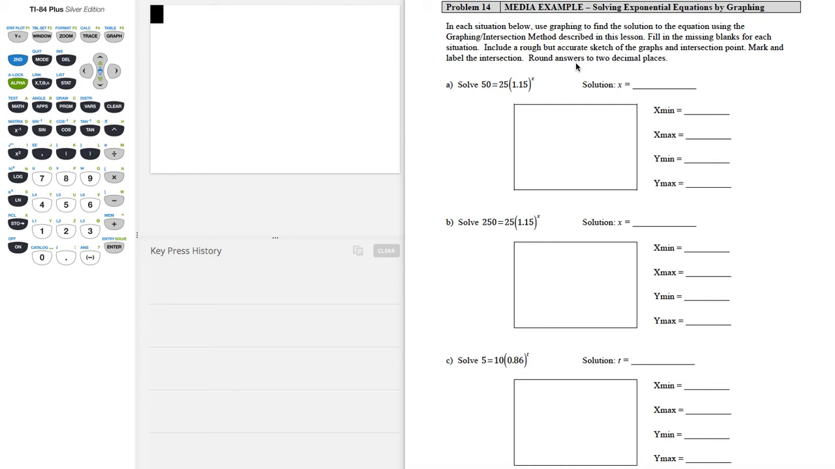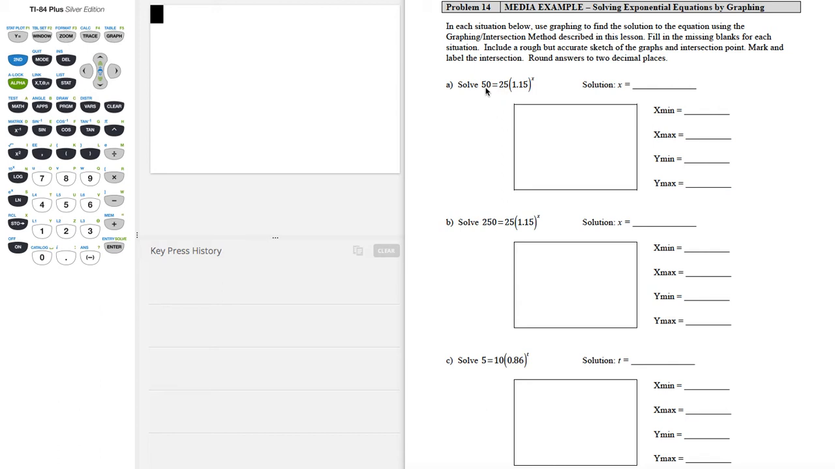In problem 14, we're going to solve a series of exponential equations by graphing using the graphing intersection method on our calculators. And the trick with these problems is in finding the correct window, because the intersection of our graphs needs to show up in our graphing window in order for the calculator to accurately determine the intersection. So let's see how this works for part A.